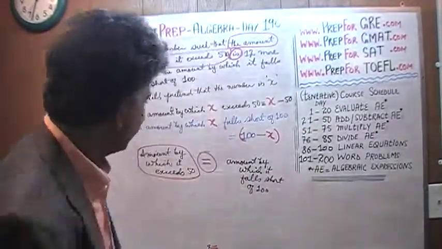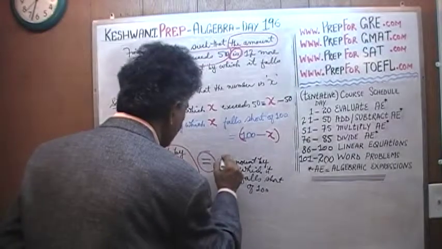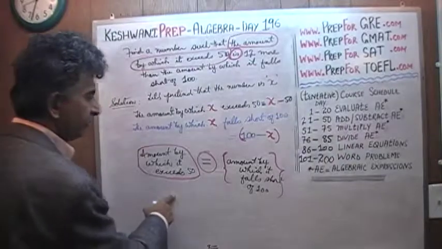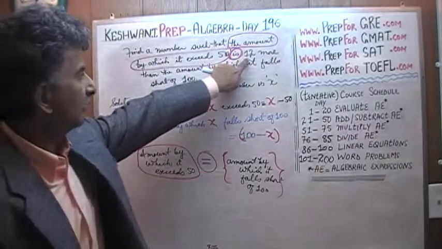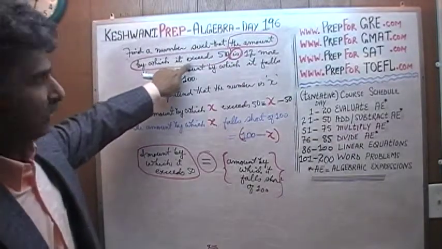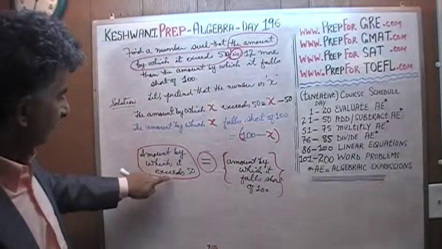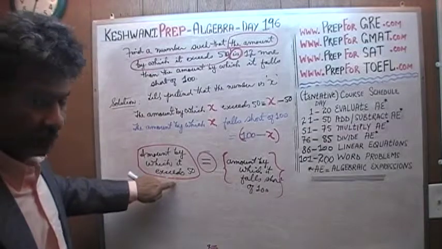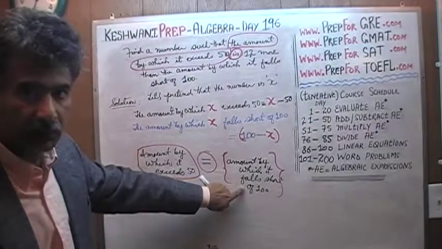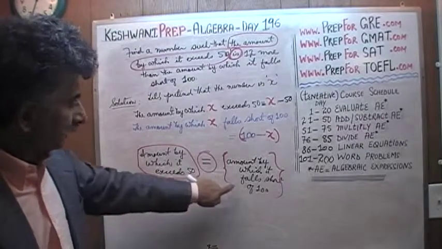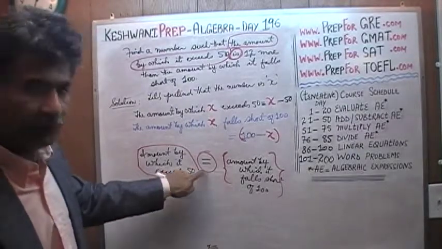Now these two quantities are not equal to each other. It is 12 more. The amount by which it exceeds 50 is 12 more. This quantity is 12 more than this quantity. Again, one more time. The left hand side is 12 more than this quantity.